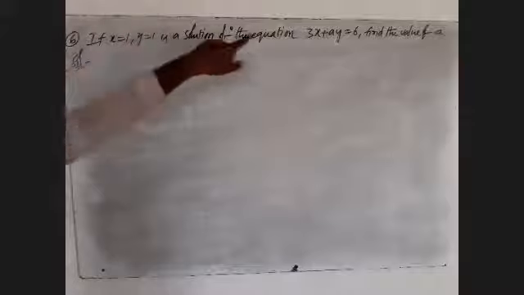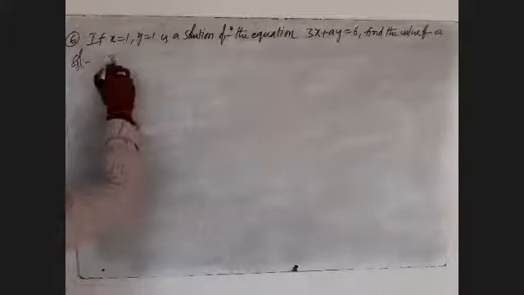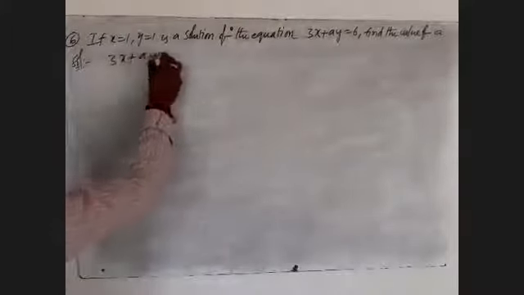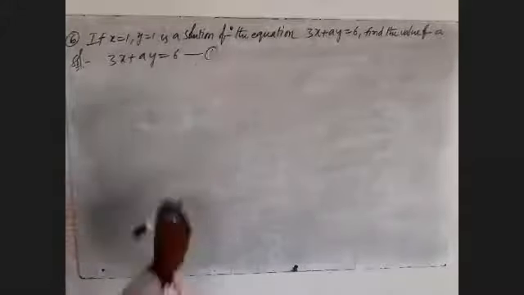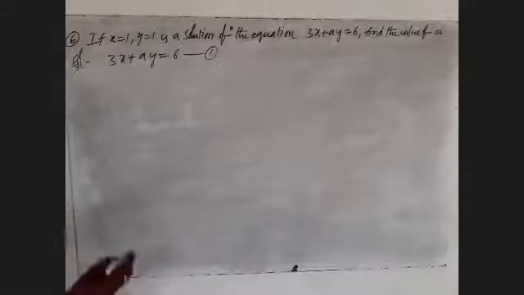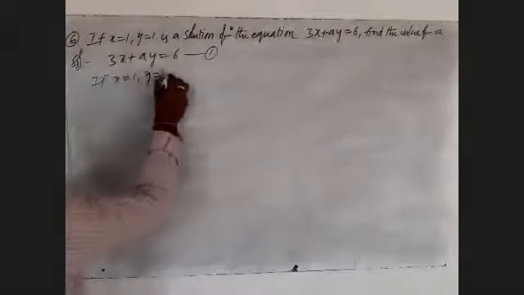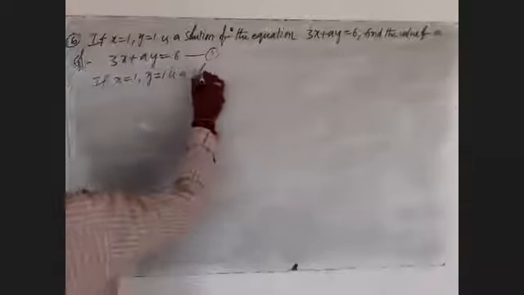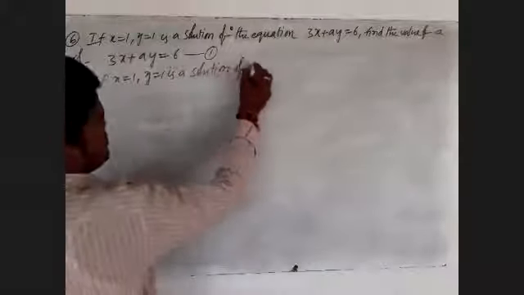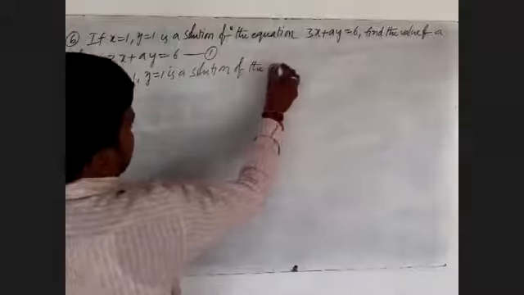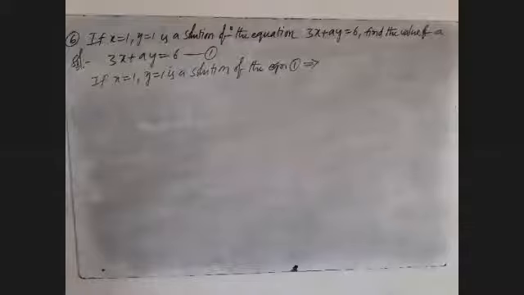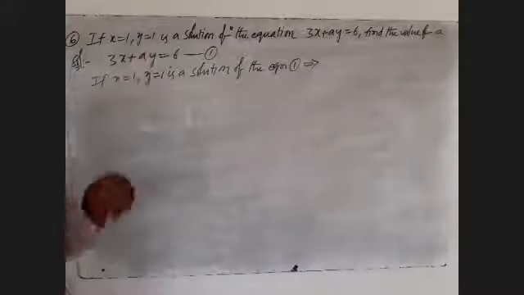We will observe in this one. First we will write the given equation. That is, the given equation is 3x plus ay is equal to 6. This is my equation number 1. But one more condition is given, that is, if x is equal to 1, y is equal to 1 is a solution of the equation 1. Solution of the equation 1 means I will substitute x with 1, y with 1 in this given equation.